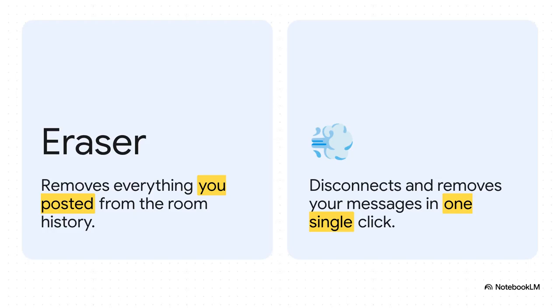You've got two really powerful ways to leave. Clear My Messages is like using a little scalpel. It just surgically removes everything you've said. But leave and delete? That's the big red button. It wipes all your messages and removes you from the room entirely, all in one click. So you get to choose. Erase your words or erase your entire presence.